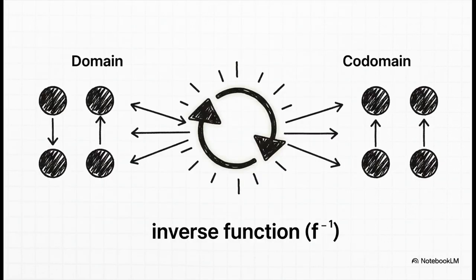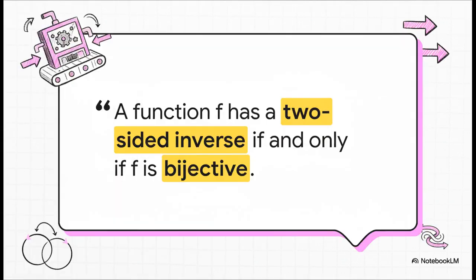And here it is, the grand finale. Because every arrow represents a perfect, unique pairing, we can just reverse all of them. A bijective function is invertible. We can build an inverse function, which is often written as f with a little -1 exponent, that works as a perfect undo button. It takes every single output and maps it right back to the unique input it originally came from. And this is the key theorem that just ties a bow on the whole thing.